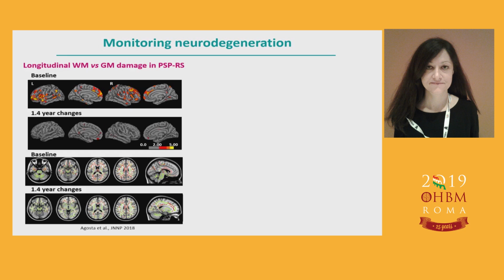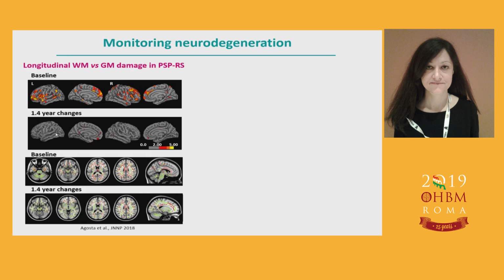I'm going to show you some results in specific groups. Here, for instance, are results obtained in a group of patients with atypical Parkinsonism, so patients with progressive supranuclear palsy. Here you can see the pattern of atrophy at baseline and the pattern of white matter damage at baseline. Nothing unexpected. These patients are characterized by atrophy in the frontal regions and also by microstructural damage of white matter. What happens after 1.4 years in our subjects?